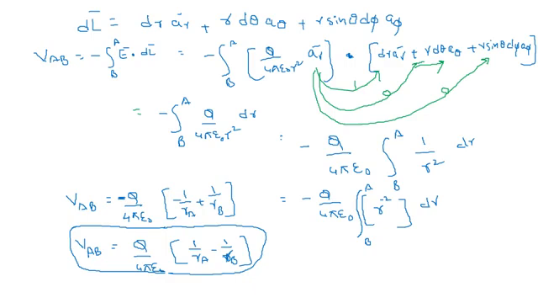Initially we got minus integration of B to A, E bar dot dl bar. Now, for a sphere with a positive charge, finally you will be getting the equation when you are moving between the 2 points. The equation will be q by 4 pi epsilon naught, 1 by Ra minus 1 by Rb. So this is the equation.